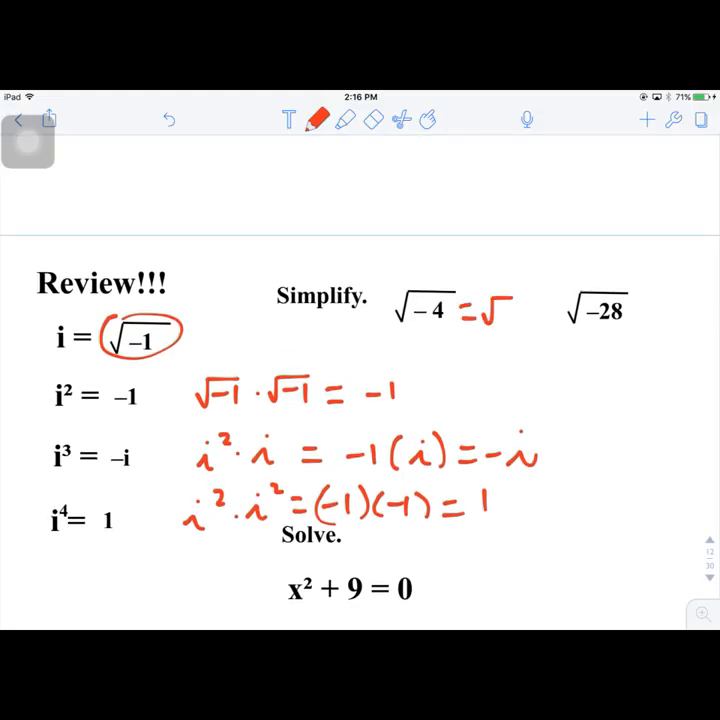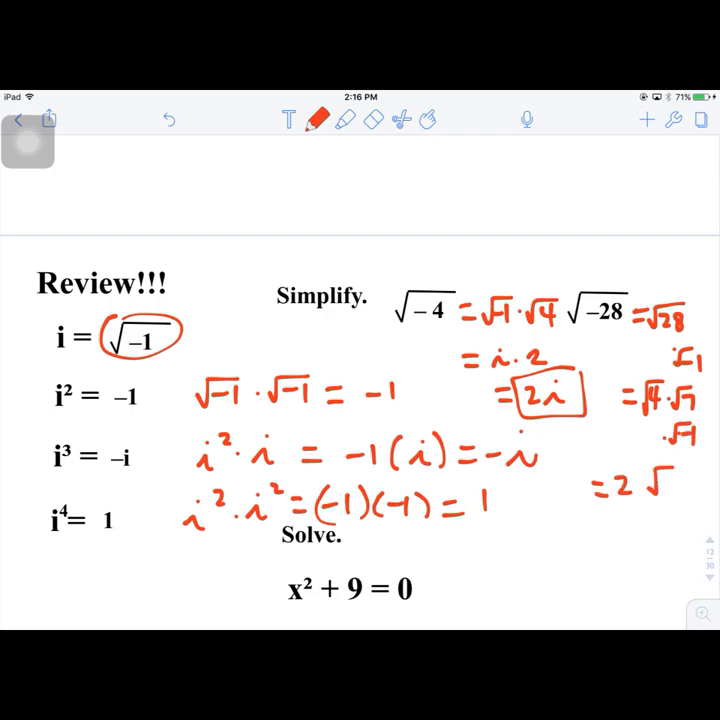So let's go ahead and apply that to simplify the first problem. And you want to isolate the -1 all the time. So it's going to be the square root of -1 times 4, and that is i times 2, which is 2i. And same thing here, it's going to be the square root of 28 times the square root of -1. So that would be the square root of 4 times 7 times -1, which is going to be 2 radical 7, and then i just goes in between the two.